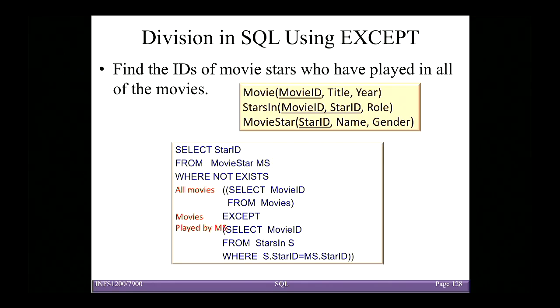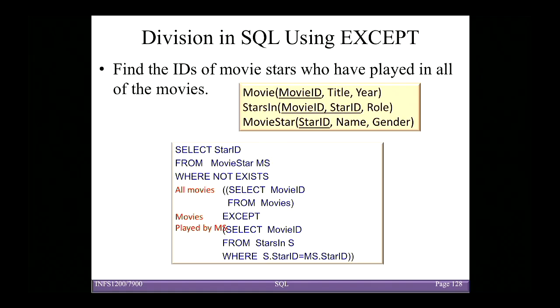And given that this is a correlated query again, essentially for each movie star it's going to do this comparison. What are all the movies? What are the movies this person has been in? If it's empty, they're in. If it's not empty, that means there are things that this person was not in. Therefore, they shouldn't be included in your final results. Does that make sense?